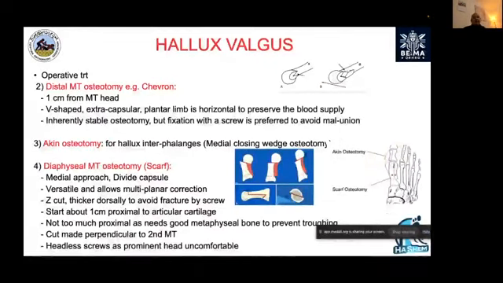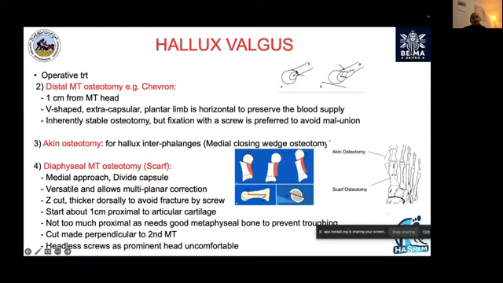Then the types of operation, very simply: all hallux valgus can be corrected by scarf osteotomy, except if there is first TMT abnormality, meaning TMT arthritis or TMT hypermobility. I will explain to you why scarf now. First, the commonest distal metatarsal osteotomy is the chevron.